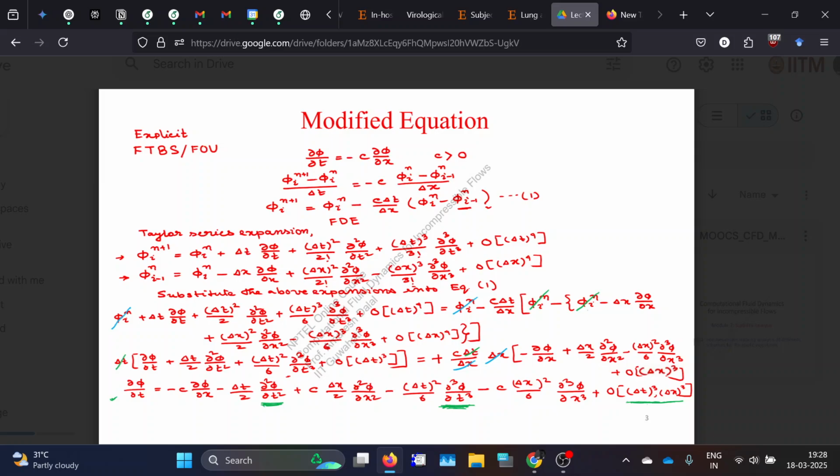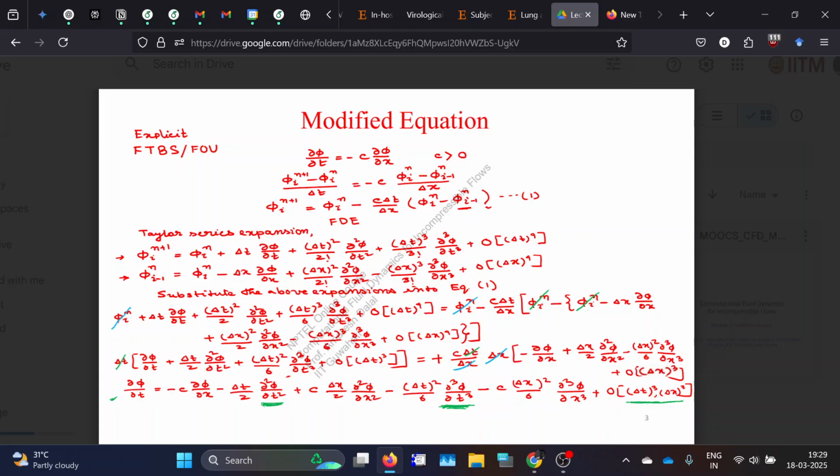Okay. Now the next line we have written phi i n plus 1. This we have written all those things using Taylor series, by using the forward backward scheme, right? Yeah. Forward time backward space. So here I am already using Taylor series. Now based on it we get this FDE equation which is 1. Now again I use the Taylor series expansion to expand phi i n minus 1.